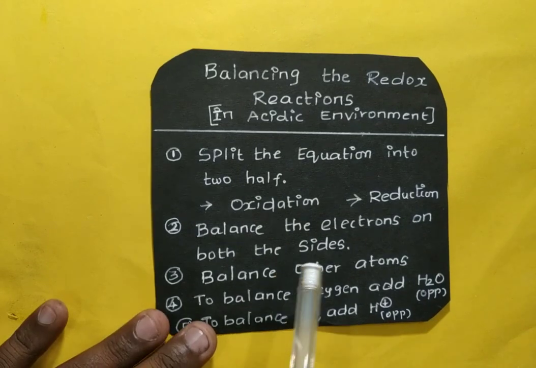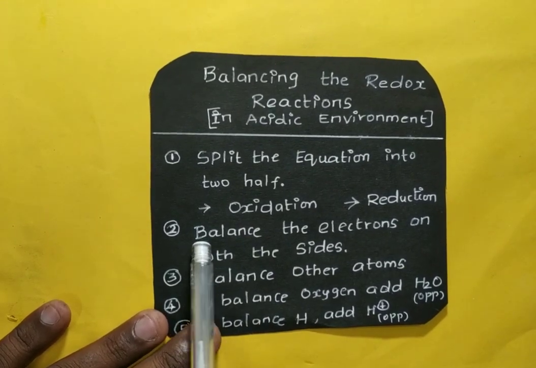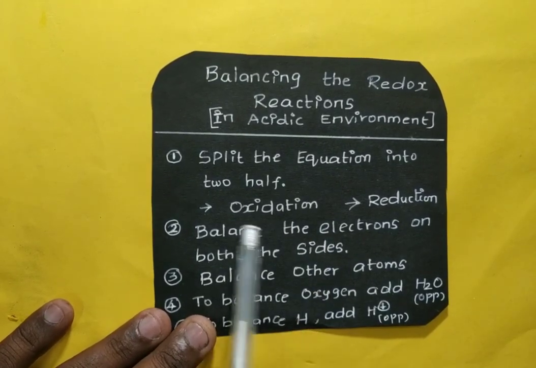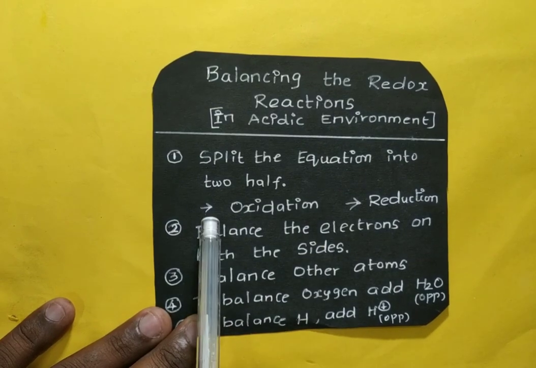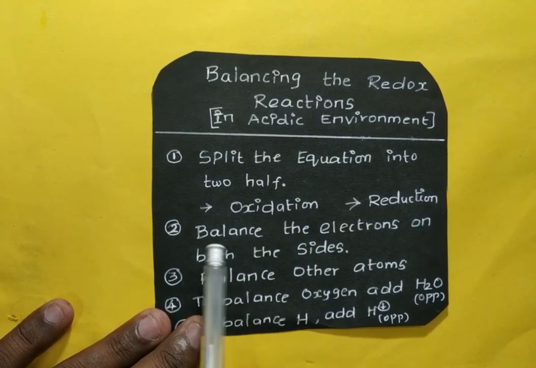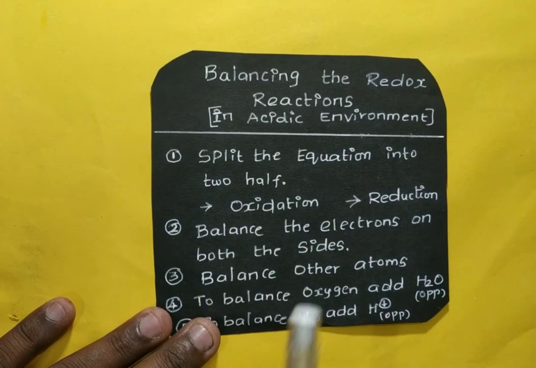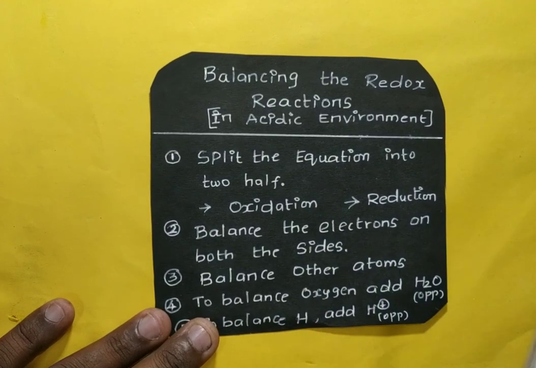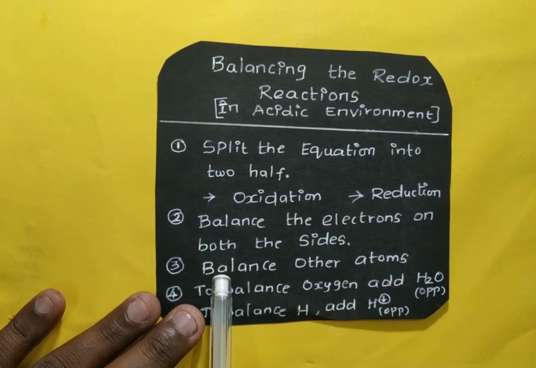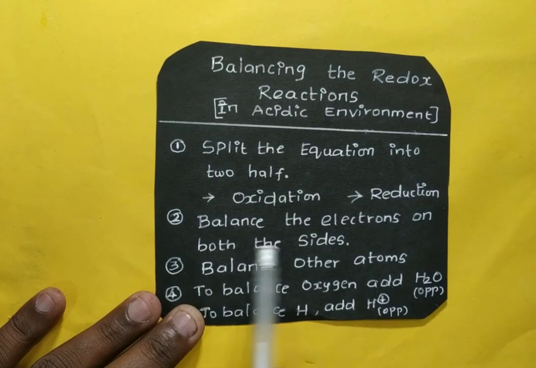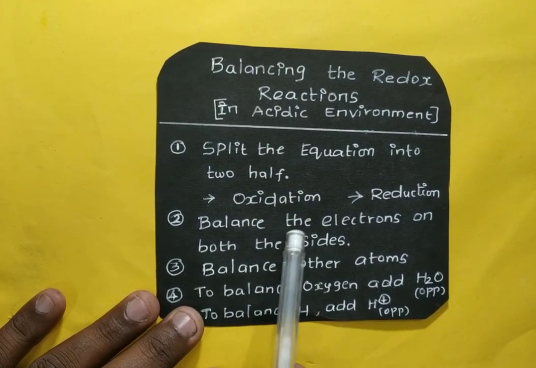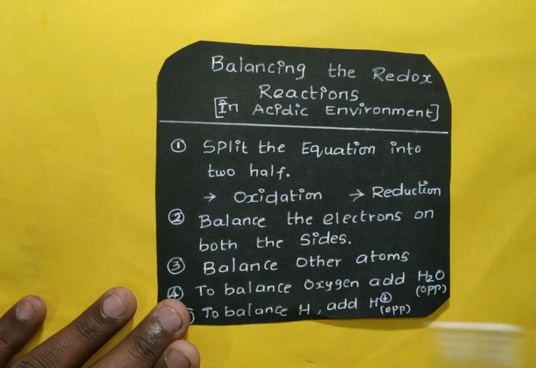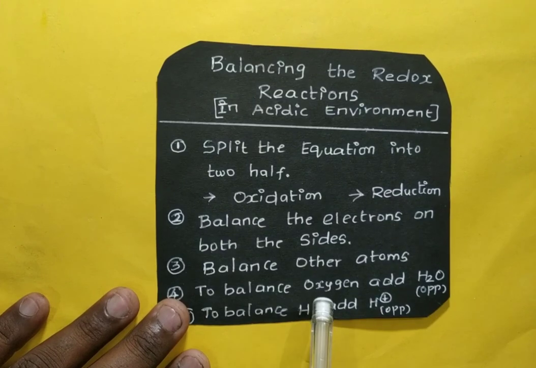Step number two is to balance the electrons on both sides. If I am taking the oxidation half, I have to balance the electrons on both the sides. First of all, that's the second step. For the reduction half we have to do the same. And if there are any other atoms, we have to balance them. So after balancing the electrons, you balance any other atoms present. And finally we have to balance the oxygen.